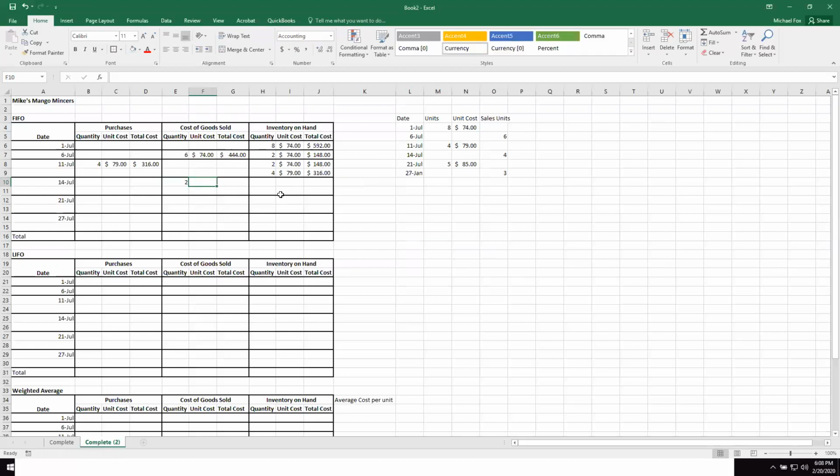So I'm going to sell 2 of the $74 units. And since I sold 4, 2 of the $79 units, leaving me with 2 of the $79 units at the end. So the big question is always, which units did I sell? On first in, first out, I'm selling the first ones I purchased. So I'm selling those 2, plus 2 of these newer units.